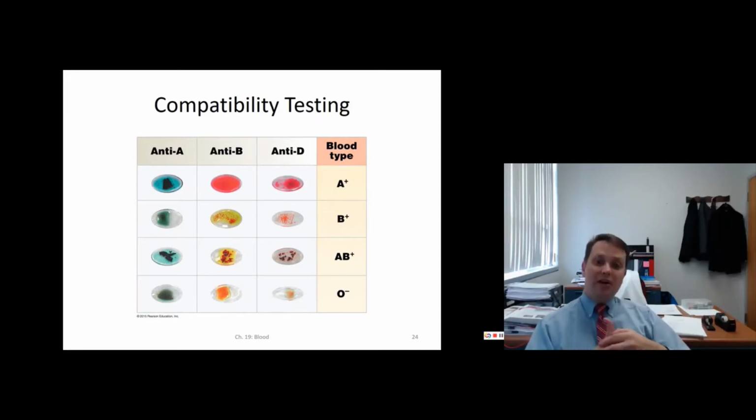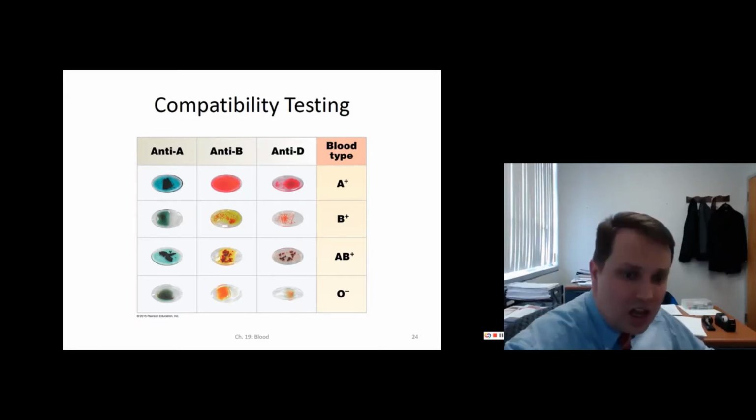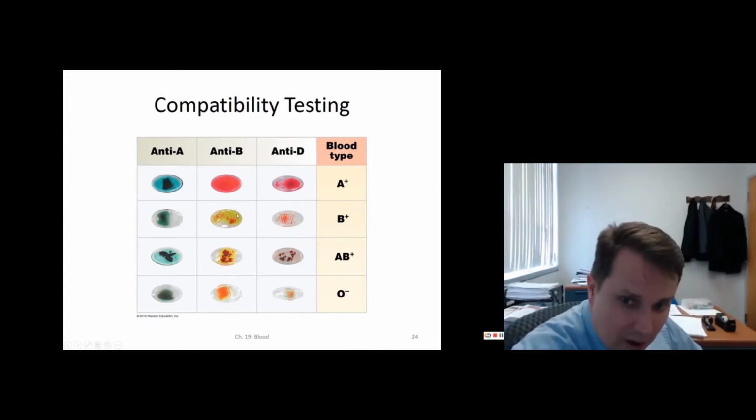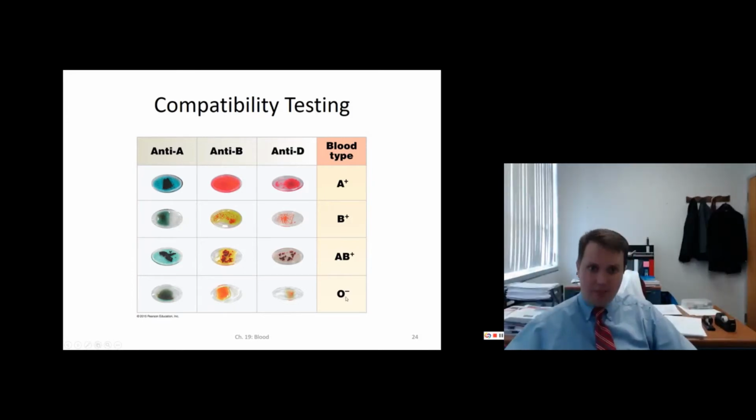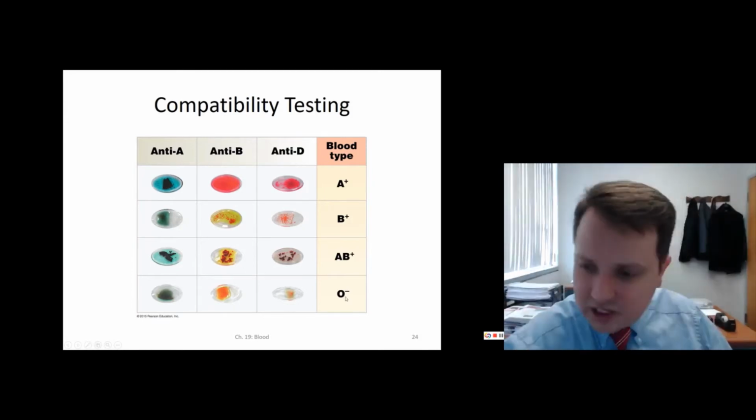Now with B, you could see that B blood is not clumping here, but with anti-B, it got attacked. With anti-D, it got attacked. AB positive was attacked all across the board. O negative had no attacks across the board. Okay?